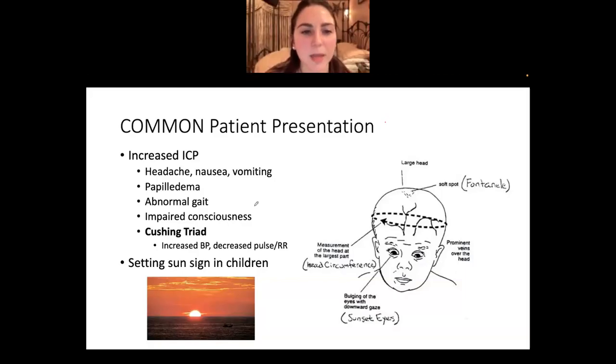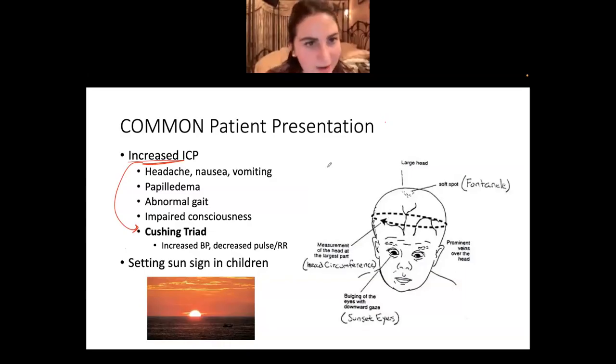There's something called a Cushing triad. I mean, there's tons of triads in medicine, right? But Cushing triad is going to be increased blood pressure, decreased pulse, and decreased respiratory rate. Again, it's not just for hydrocephalus, but anytime you have increased intracranial pressure, likely you'll see Cushing triad in the vitals: increased blood pressure, decreased pulse, decreased respiratory rate.